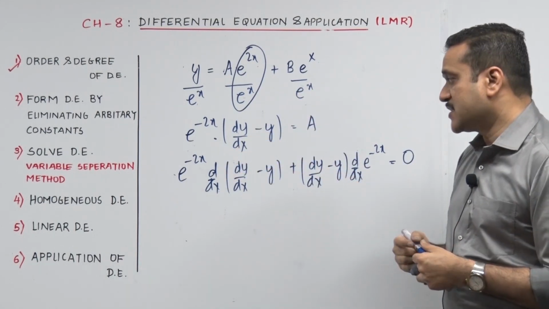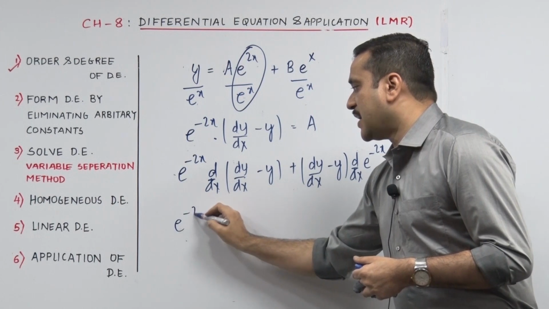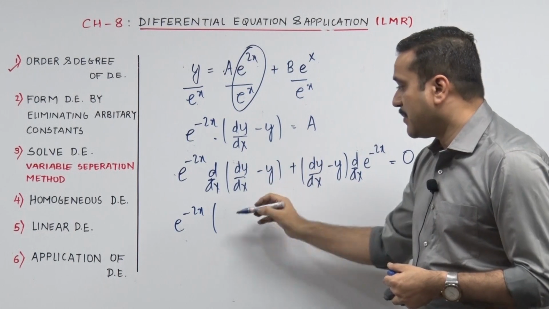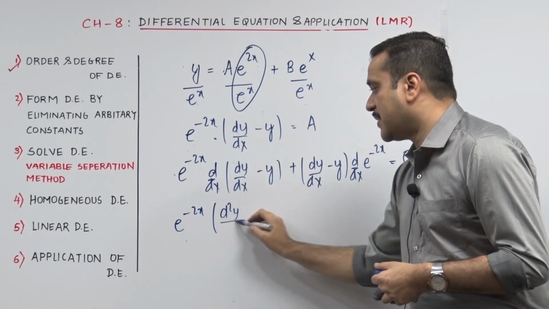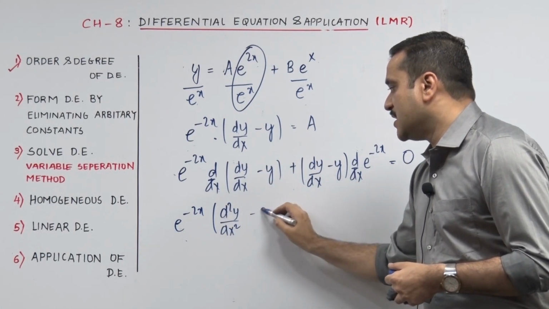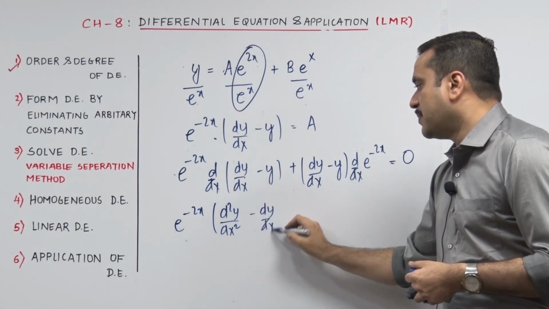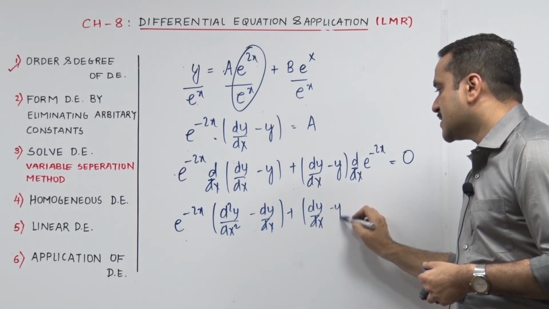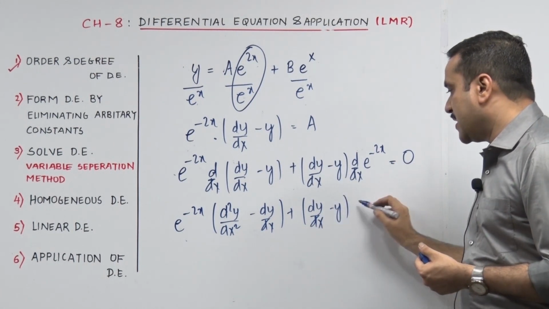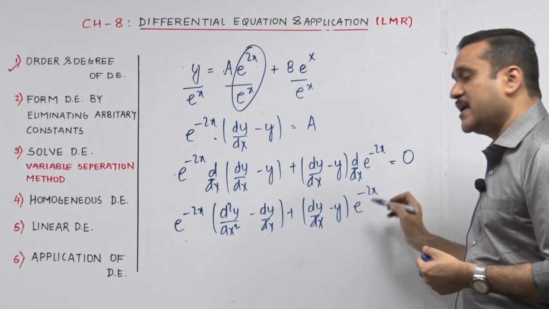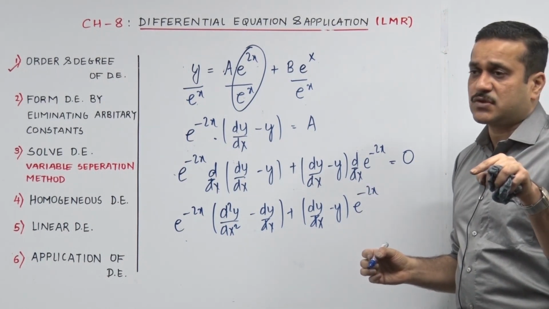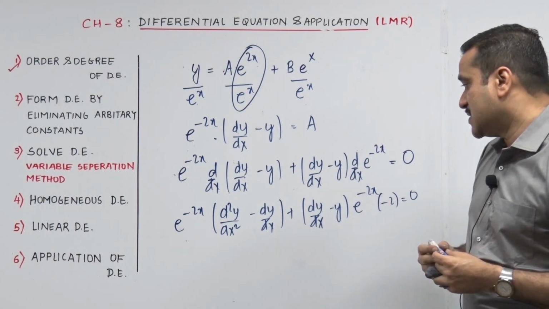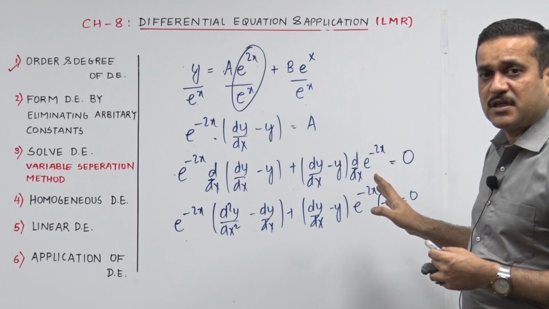Check that. Now let's realize, it's going to be e raised to minus 2x. Please check it. Now when you go for the derivative of that, the derivative of dy by dx goes d square y by dx square minus dy by dx plus dy by dx minus y, it will be as it is, and the derivative of e raised to minus 2x goes e raised to minus 2x into the derivative of minus 2x, which is going to be minus 2. Please check it. Now I see e raised to minus 2x throughout the equation, so I can cancel it.